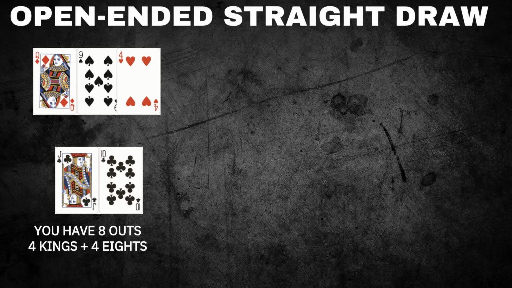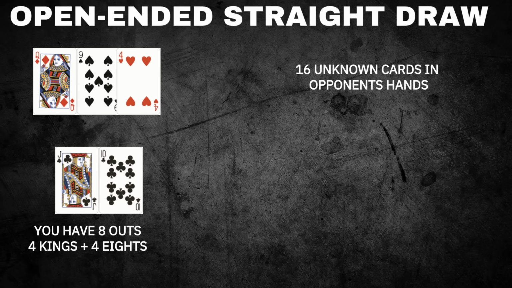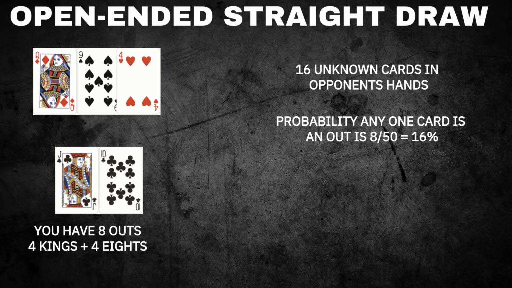Now, let's bring in probability. At this point, there are 16 unknown cards in opponents' hands, 8 players holding 2 cards each. There are 50 unseen cards in total. Let's calculate the probability that some of your 8 outs are already in their hands. Step 1. Probability that a given card is an out. There are 8 outs remaining in the 50-card unseen deck. Probability any one card is an out equals 8 divided by 50, or 16%.